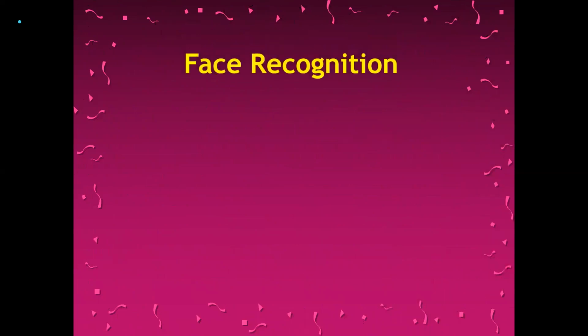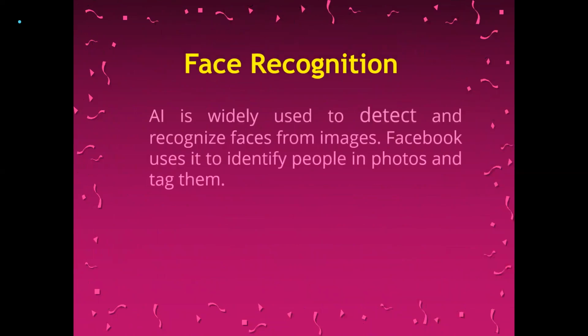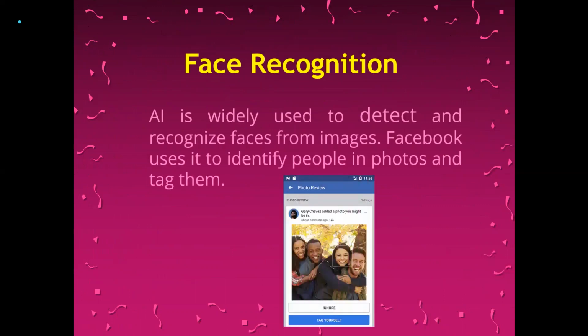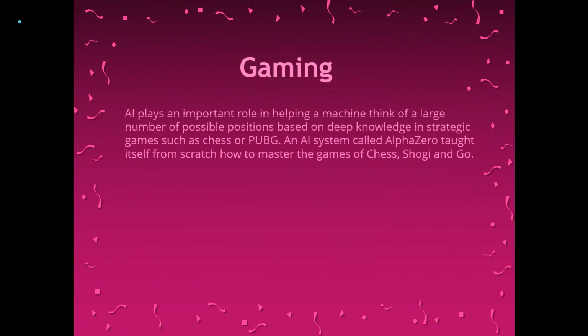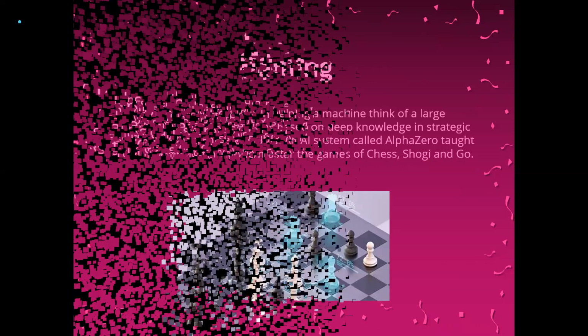Second, face recognition. AI is widely used to detect and recognize faces from images. For example, Facebook uses it to identify people in photos for tagging, right? Gaming. AI plays a very important role in helping a machine think through a large number of possible positions based on deep knowledge and structure. In games such as chess, an AI system called AlphaZero taught itself from scratch how to master games like chess, shogi, and go. So there are many games. Please do not start playing PUBG. It's a very bad thing.